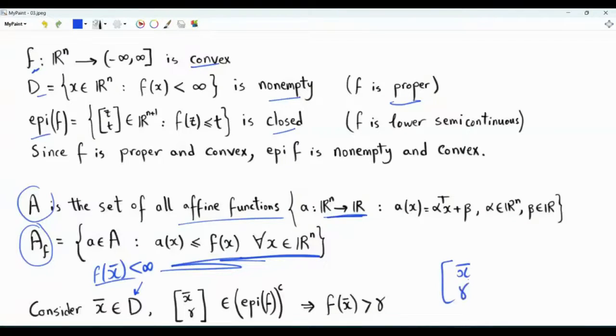Take the point x bar and gamma. So x bar is n-dimensional, gamma is a scalar that is not in the epigraph of function f. This means that f of x bar is strictly greater than gamma.